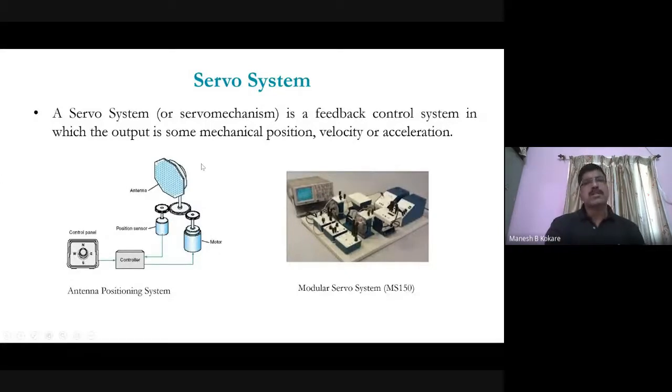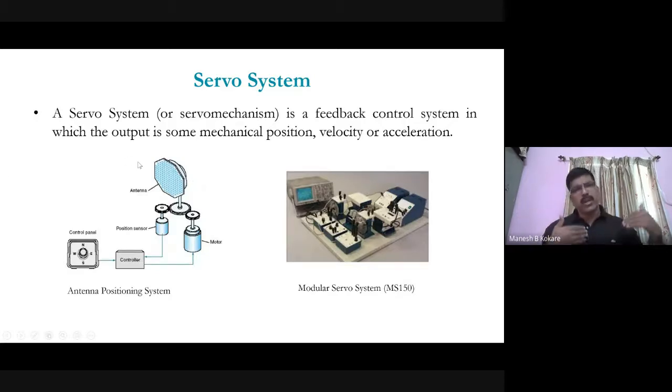Or solar system also, you can make the solar system track the sun, and then you'll get the maximum sunlight, and because of that you can generate the maximum electricity from the solar system, and so on. So changing the solar panel according to the direction of the sun is also a mechanical system, because its output is changing position of this solar system, or change of antenna position is also the mechanism.